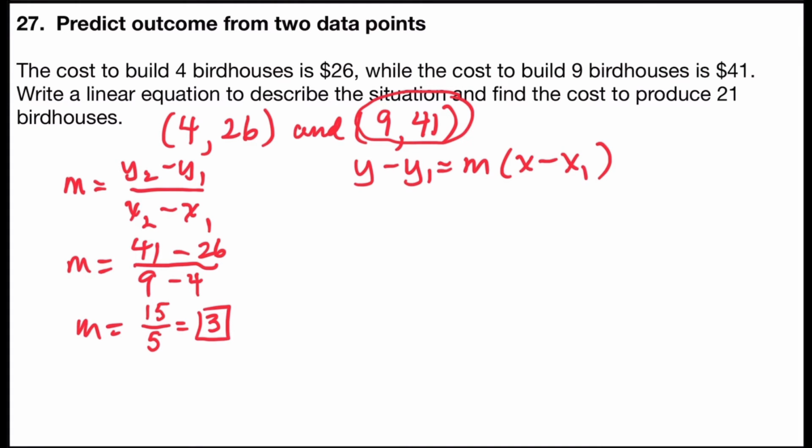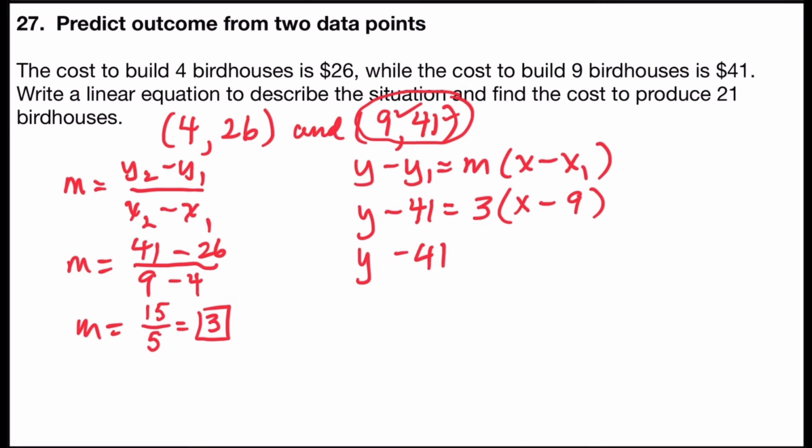And then I'm going to substitute. The first y is the y coordinate. y sub 1 is the y from your point, which will substitute as 41. Slope is 3, we just found that. The x is any x coordinate, and x sub 1 is the 9 from the point that you chose. Now we're just going to clean this up.